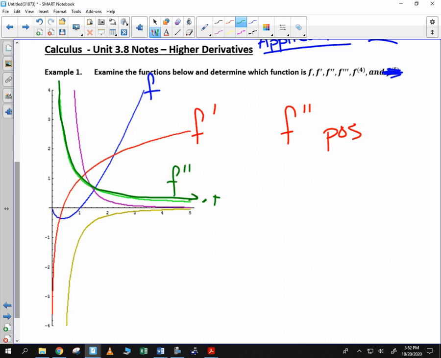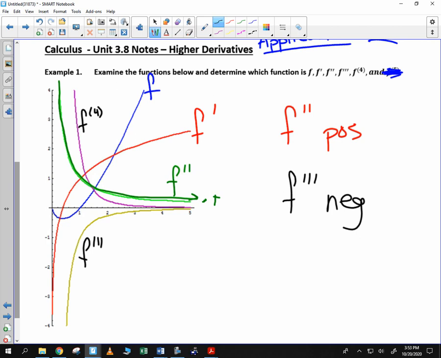What can you tell me about the derivative of f double prime, or in other words, f triple prime? Well, it's always going to be negative because you can see that it's headed down. So this guy, the yellow one, is going to be f triple prime. What can you tell me about the derivative of f triple prime? Well, it's always positive. So the purple one is going to be f quadruple prime.